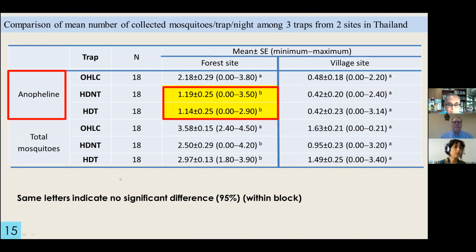This slide shows the comparison of mean number of collected mosquito per trap per night among 3 trap devices from two sites in Thailand. What you can see here, there were no significant differences in mean number of Anopheles mosquito between human double-net trap and human decoy traps, but significant differences were found between outdoor human landing catches compared to human double-net trap or human decoy traps. As you can see, the same letter indicates no significant difference.